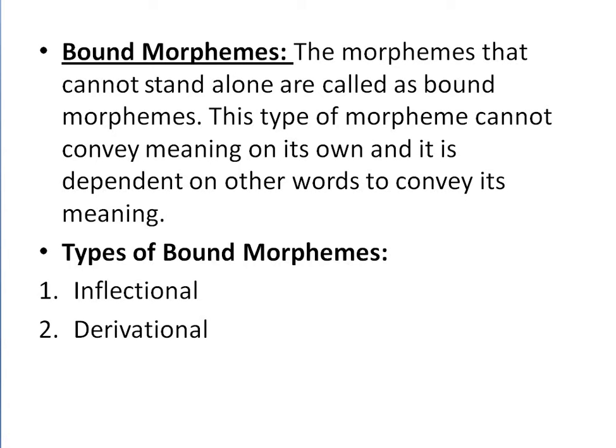Or we can say talk to talking. So ing here is a bound morpheme. Which type of bound morpheme? It's an inflectional morpheme that is actually conveying the sense of the continuous tense, that from talk to talking, that something is progressive.